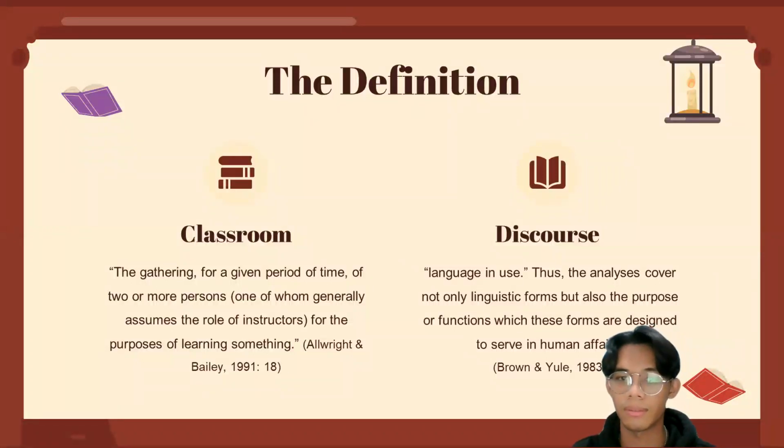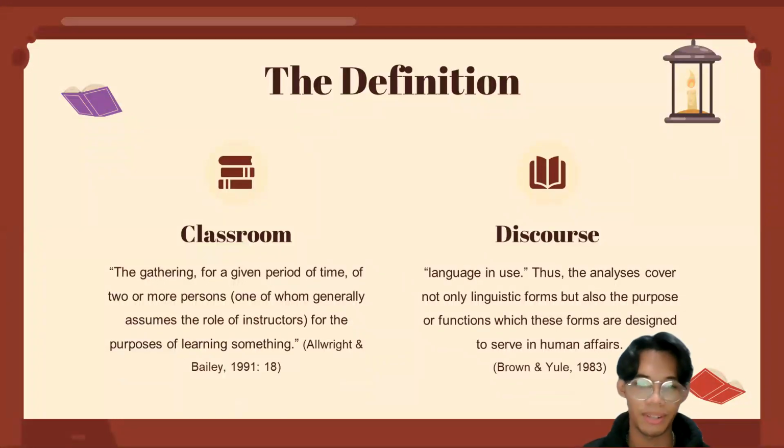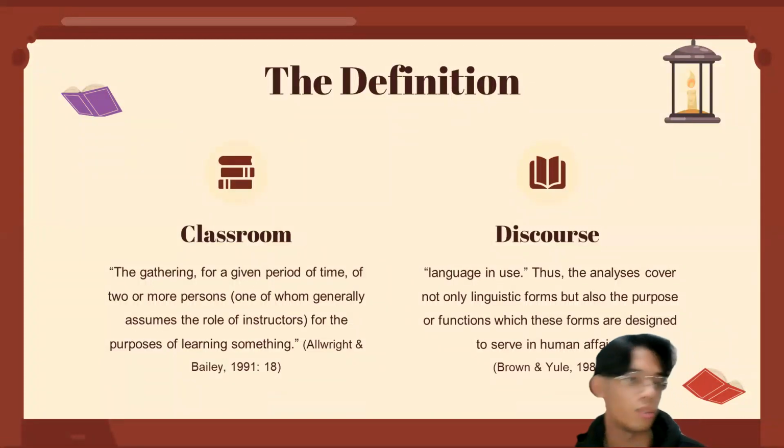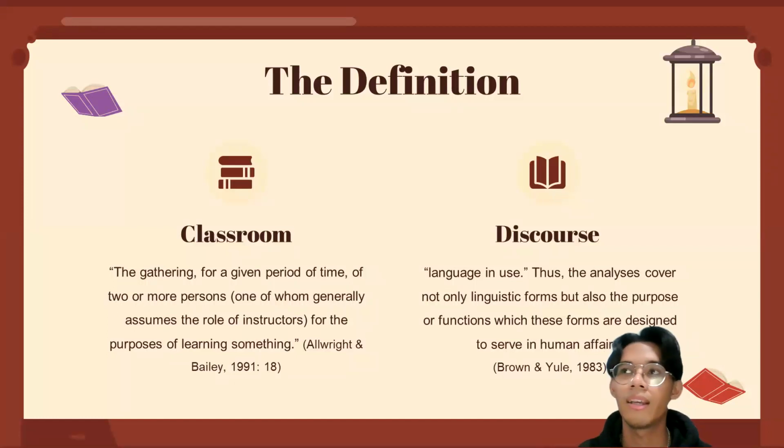Let's break it down piece by piece. First, classroom. A classroom is the gathering for a given period of time of two or more persons, one of whom assumes the role of instructor for the purpose of learning something. In general, you already know that a classroom is a room used for teaching and learning activity, which consists of students and also the teacher. They do the teaching, learning, and interaction. That is what you call a classroom.